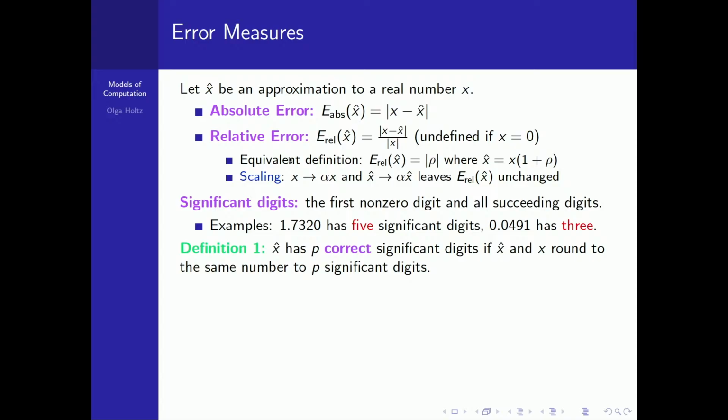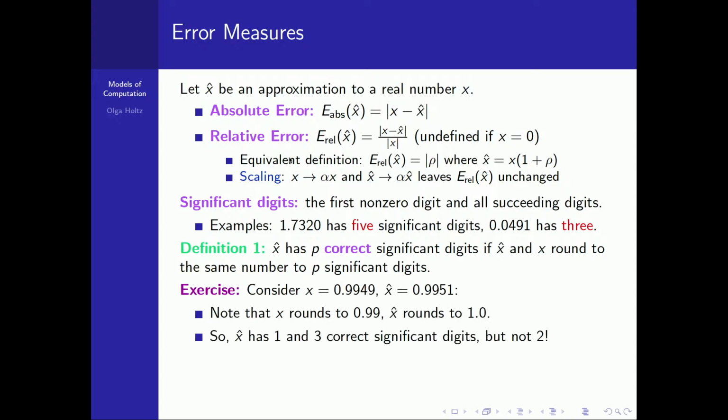So x hat has p correct significant digits if x hat and x, the true value, round to the same number of p significant digits. This is a slightly problematic definition, however. Those in the know will tell us why, and so here's a little example. There are many, many examples like that you can think of. So what happens here? Why is this slightly problematic?